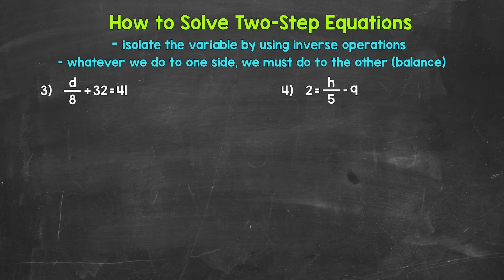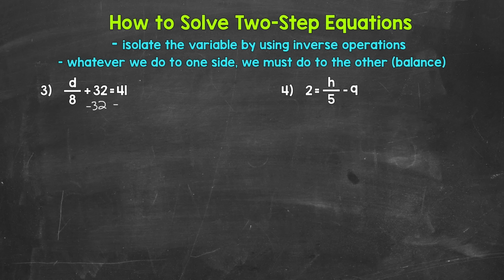So here are numbers 3 and 4. Let's jump into number 3, where we have d divided by 8 plus 32 equals 41. So we need to isolate that variable of d using inverse operations, and we need to go in the reverse order of operations. We need to undo the addition first. So what's the inverse operation of addition? Well, subtraction. So let's subtract 32 from the left side of the equation.